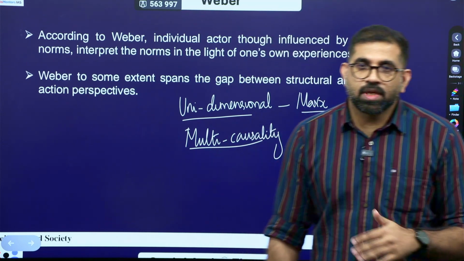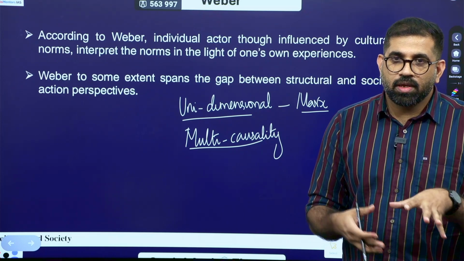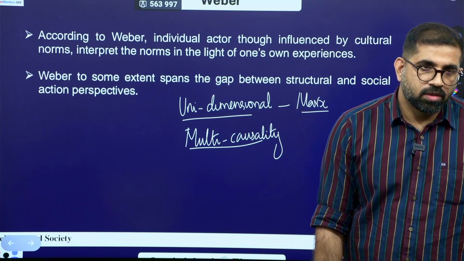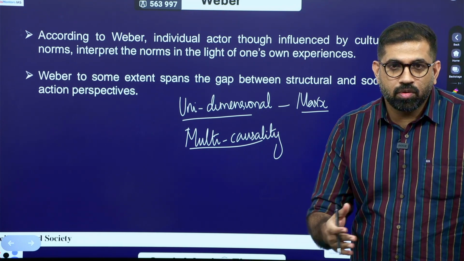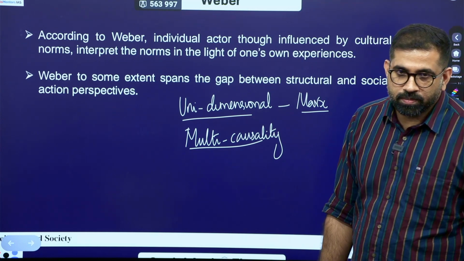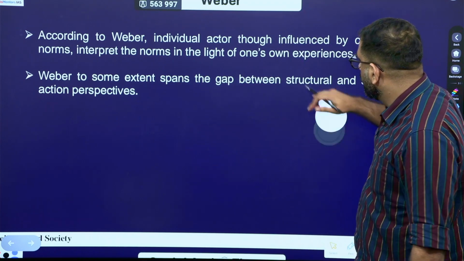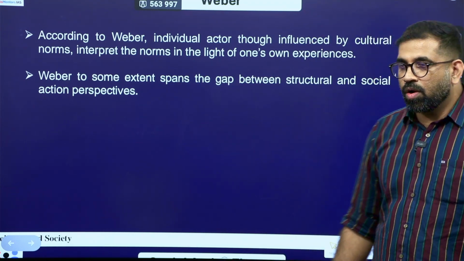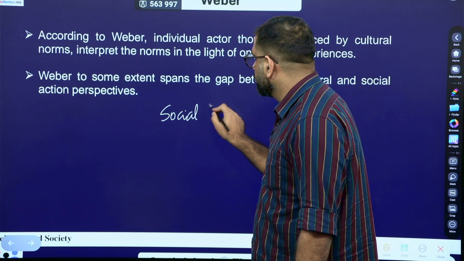So, before you start reading about a thinker, you should first have a clear-cut idea regarding the basic themes of that particular thinker. Once you know those themes, it will become easier for you to connect the various concepts of the thinker. Clear? All set? Now, let us start with the social action perspective of Weber. So, what according to Weber is social action? What is social action?